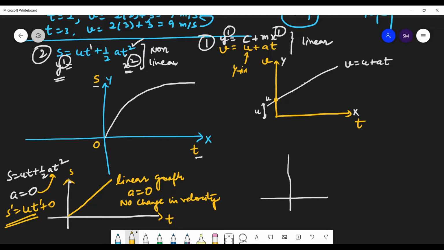So what is the slope of this graph, students? What does the slope of this graph tell you? Change in y-axis upon change in x-axis. So change in y-axis upon change in x-axis, displacement upon time. What will you get? Velocity. So that is your slope. So there is change in velocity. Velocity is constant, means the slope is constant. You can see a straight line, and in a straight line the slope is constant.